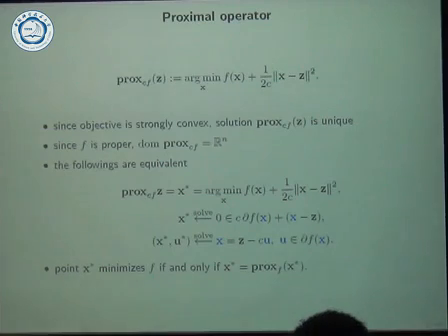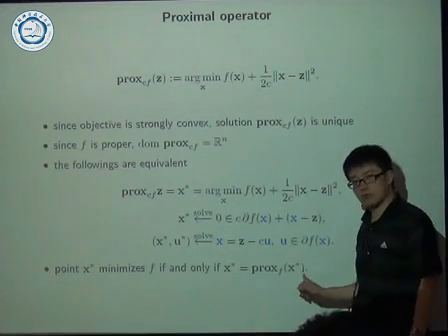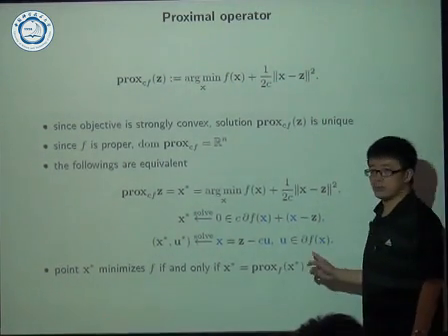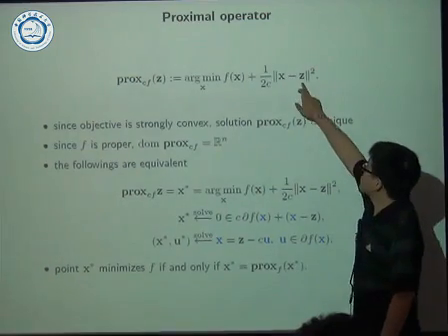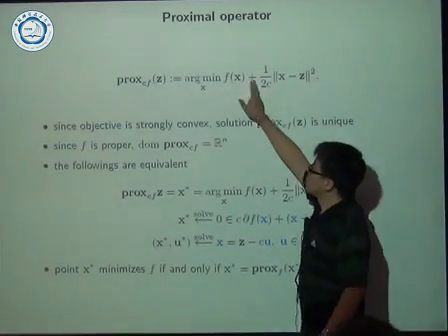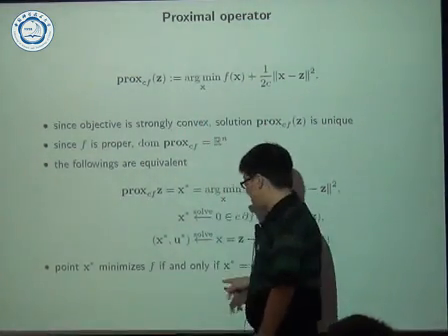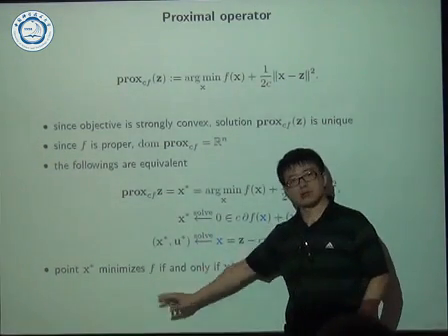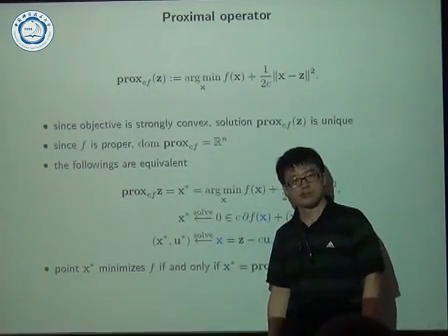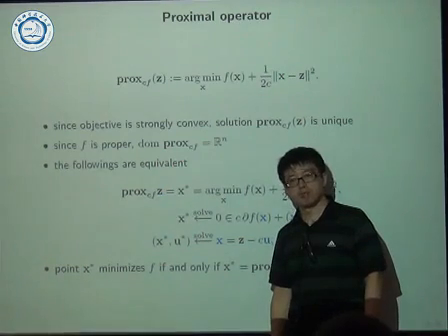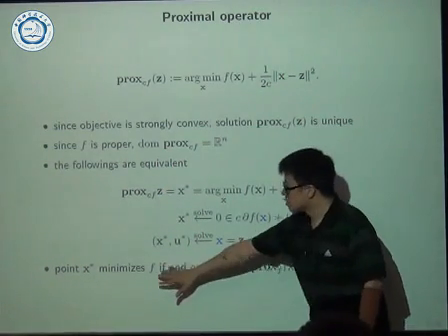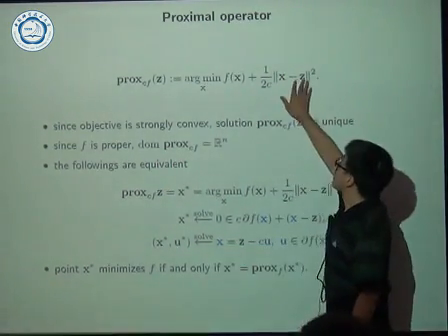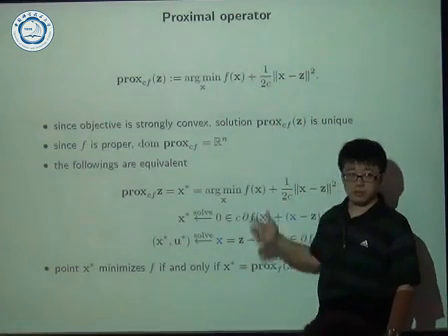What's important is this result. If you apply the proximal operator to x star, if you put x star here and it returns x star, then that x star is a minimizer of f. If you put any minimizer of f as z, you're going to get the minimizer itself.